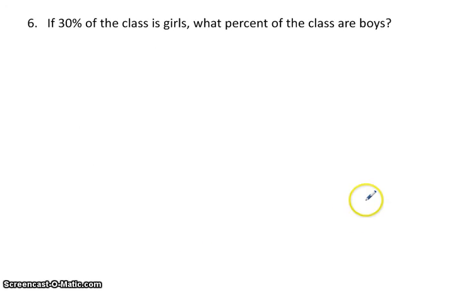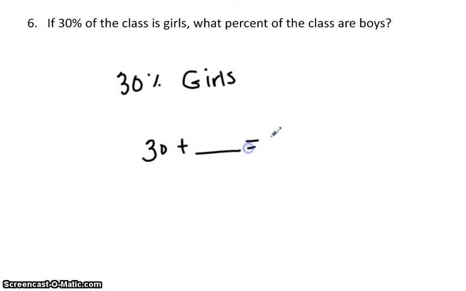In this problem, it says if 30% of the class is girls, what percent of the class are boys? So if we know that 30% are girls, even though this has a percent and we may think it's a percent problem, we don't have anything that it's set equal to or that we're trying to find. All we're trying to find is what percent of the class are boys. So we know that 30 plus some number has to equal 100% because 100% is our total. So the number that would end up being here is 70. So 70% are boys.